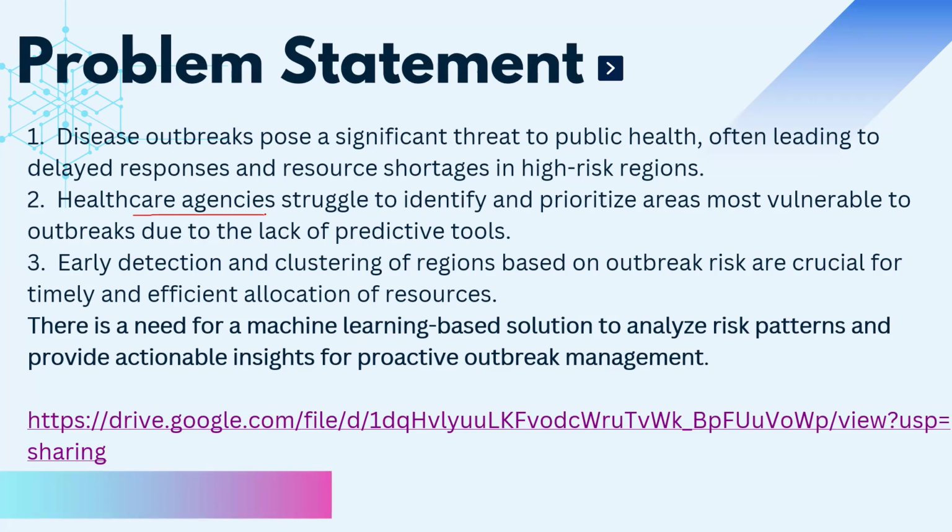If any viral outbreak happens, how can healthcare agencies immediately take action? If they know the high risk areas, they can take action. So we are going to create a machine learning model which can predict whether a particular area is high risk, medium risk, or low risk. In this project, we are going to group the areas into high, medium, and low risk based on the risk factor as well. For this, I have used one data set. Let me show this data set to you all.